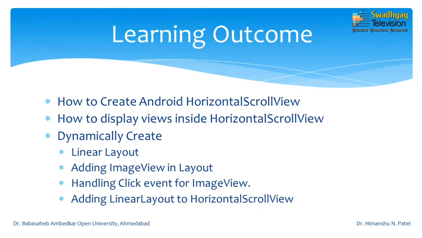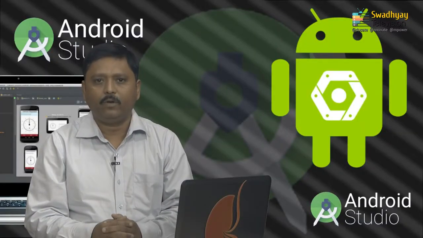In today's session, you will learn how to create Android horizontal scroll view, how to display views inside horizontal scroll view, and we dynamically create a linear layout. So far, we have created layouts in design mode. In this session, we are going to create the layout dynamically, then add image views in the layout, and handle the click event for the image view, again dynamically, and finally add this linear layout to horizontal scroll view. We put images inside a drawable folder.